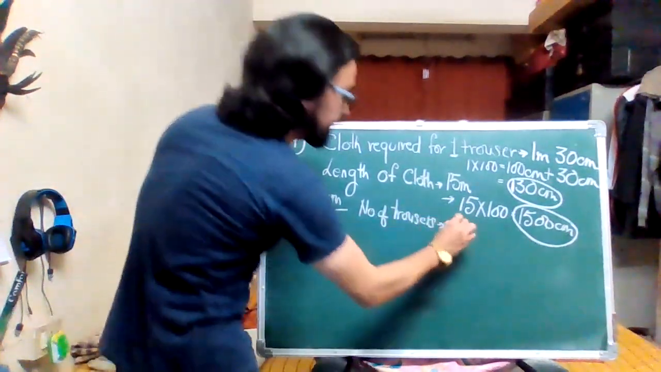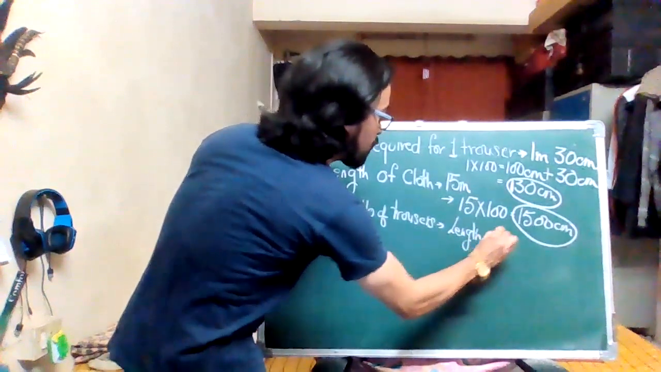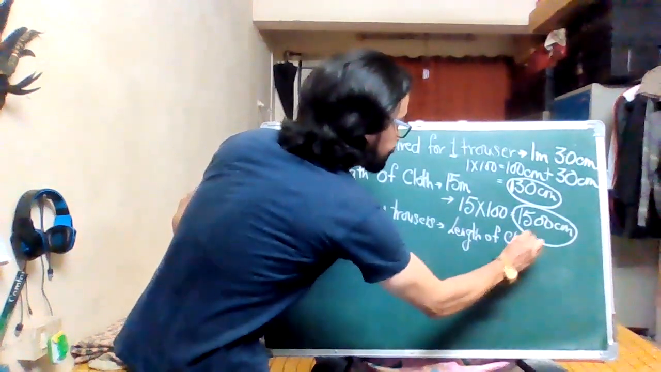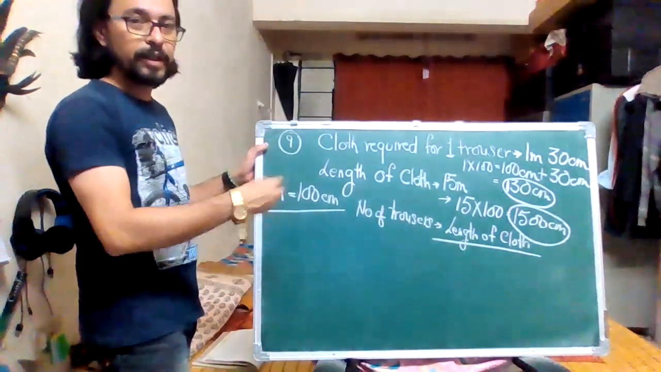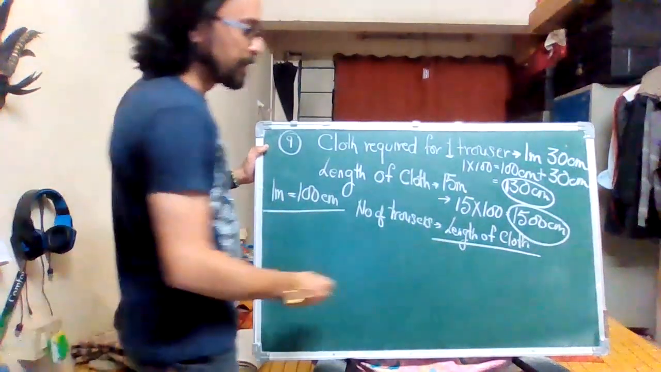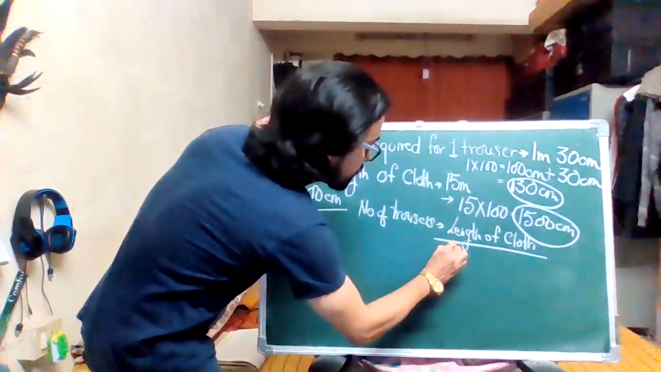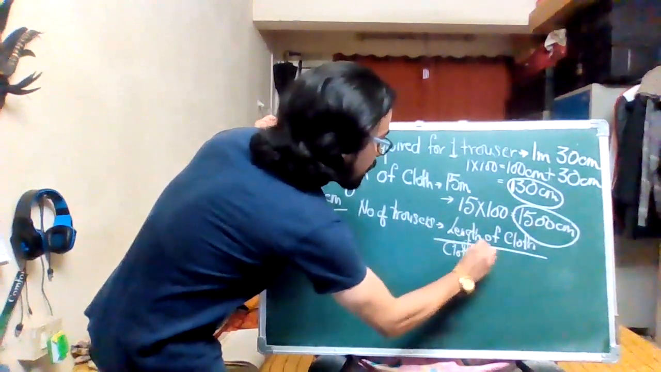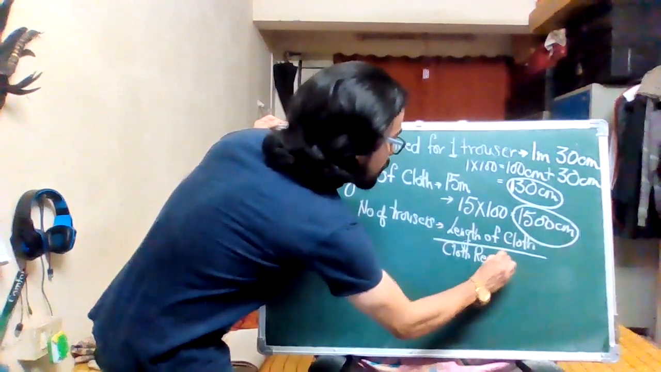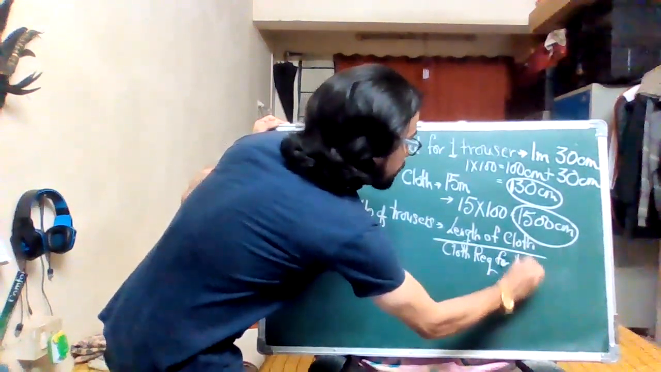So to find the number of trousers, I will divide the length of cloth. I can write it this way or I can put a division sign. It means the same thing. Length of the cloth divided by cloth REQ, REQ means required, for one trouser.